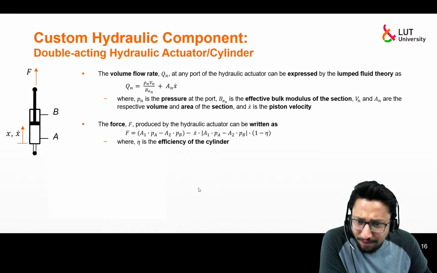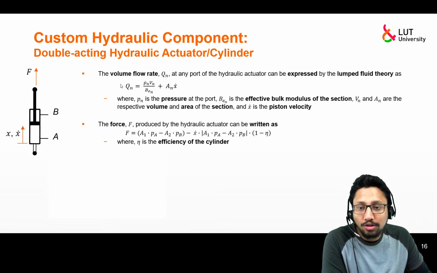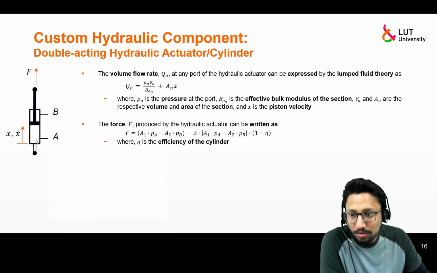Let me see, do we have 7 equations? For the force we have one equation, well and good. We need 6 more equations. The volume flow rate will be there for both sections of the hydraulic actuator. So there will be 2 equations from this one equation, because there are 2 sections. So 3.